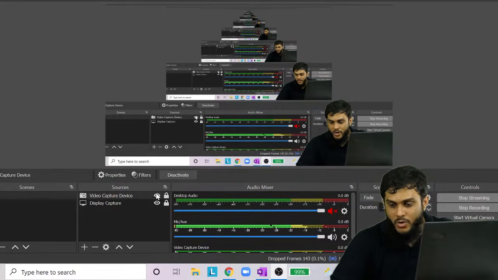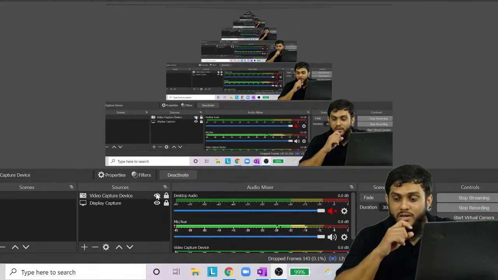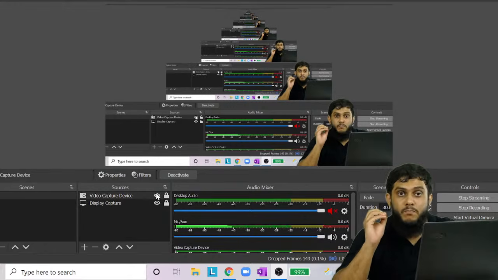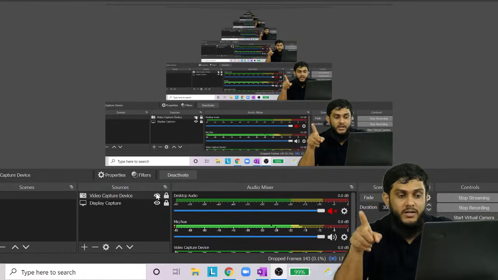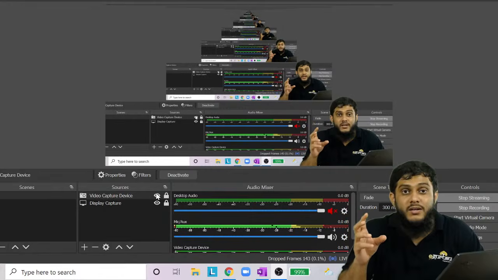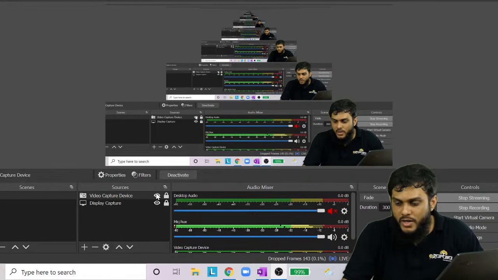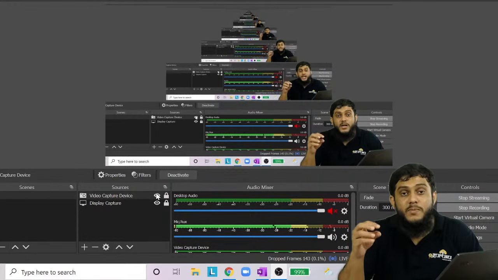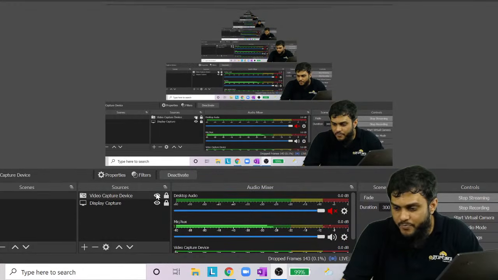Sir, please confirm if MacConkey agar promotes or inhibits swarming. The answer is MacConkey agar promotes swarming, because MacConkey agar contains NaCl, that is sodium chloride. Sodium chloride is an electrolyte, it helps in swarming. So MacConkey agar promotes swarming.